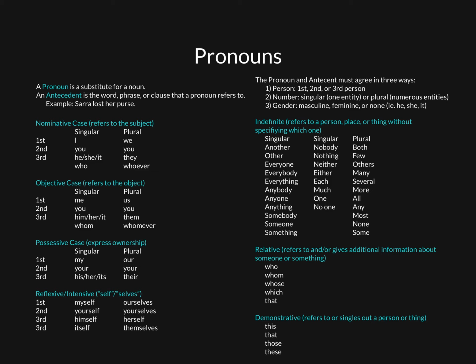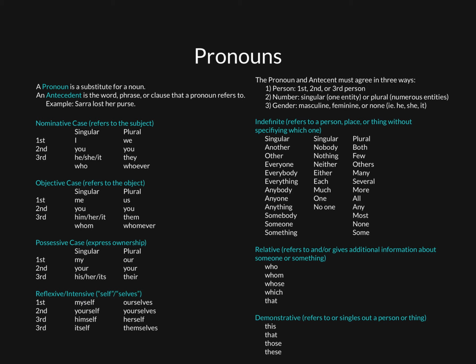As well as we have many different cases. So we have a nominative case, which are words like I, we, you, he, she, it, they, who, or whoever. As well as we have objective case, which is these words. Possessive case, that expresses ownership, which are these words. We have reflexive, intensive, which are all the selves words.